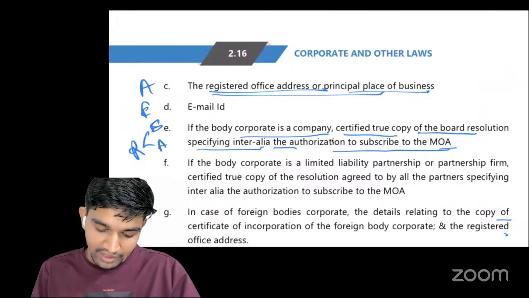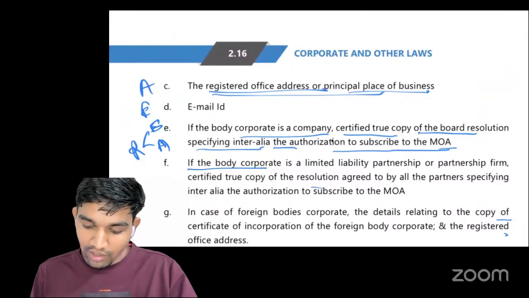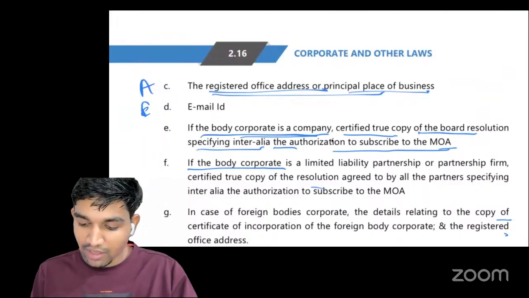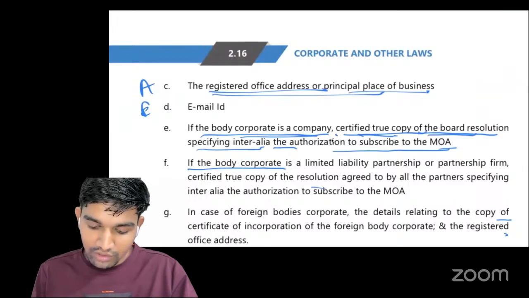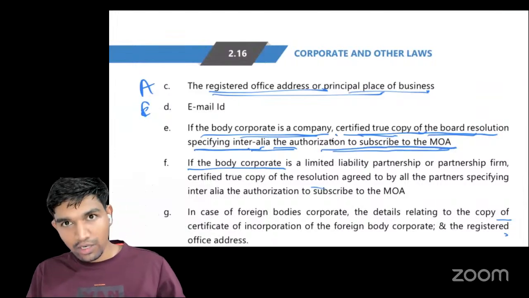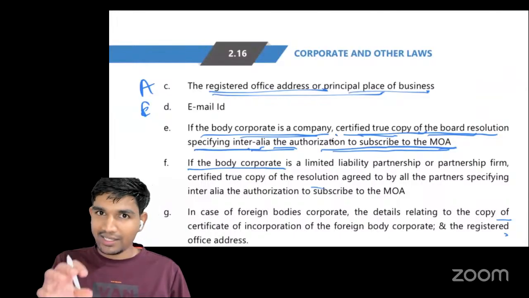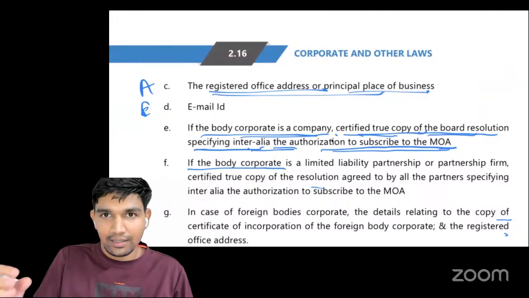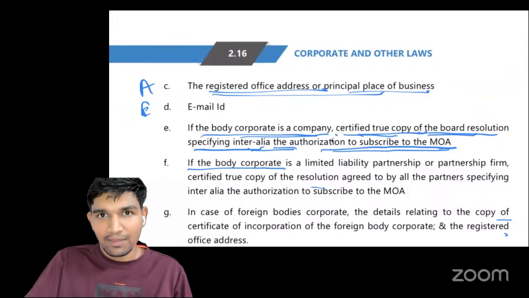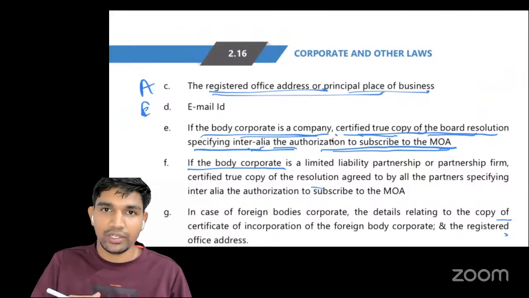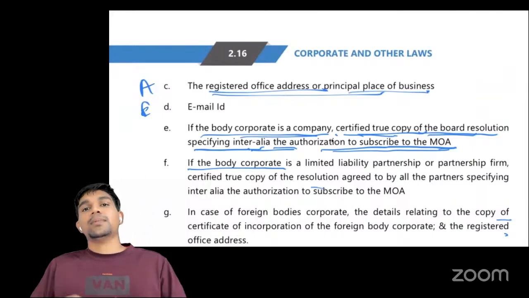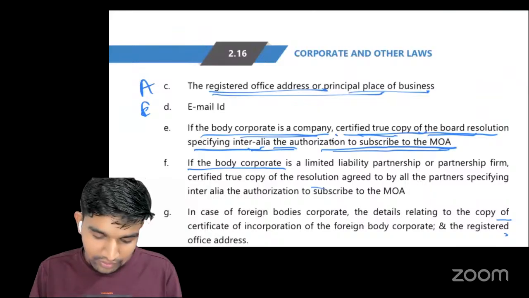Here, if the body corporate is a company, a certified true copy of the board resolution specifying inter alia the authorization to subscribe to the memorandum of association. Means the body corporate has to authorize a director, employee or officer of the company to subscribe the memorandum, because a body corporate is an artificial entity. It cannot subscribe by itself. For that, it needs a director, officer, or employee authorized by the board of directors. So that resolution we need to obtain.